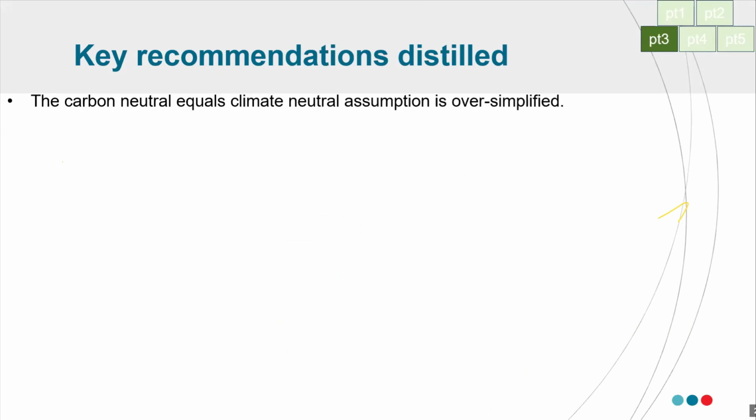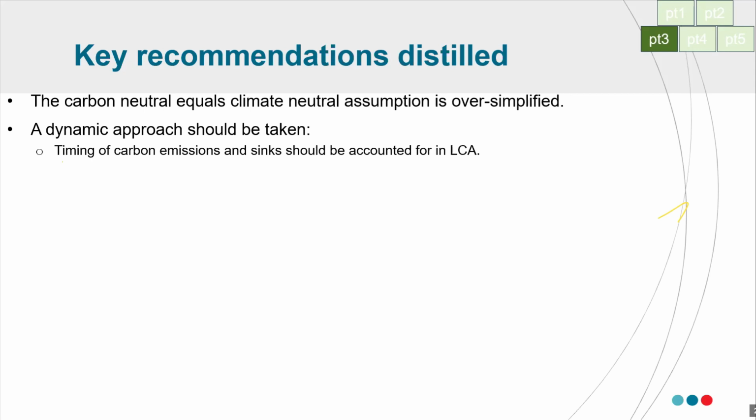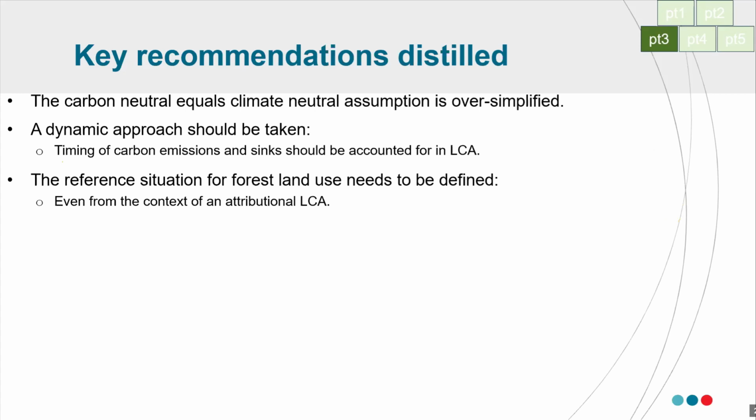So the key recommendations distilled from these reviews are essentially: the carbon neutral equals climate neutral assumption is a little bit oversimplified. A dynamic approach would be better. Timing of carbon emissions and sinks should be accounted for in LCA. The reference situation for forest land use should be defined, even from the context of attributional LCA. Even if you leave a forest alone, the forest is one system where if you leave it alone, something happens. The same is not necessarily true for an ore deposit or something. The ore doesn't keep growing.